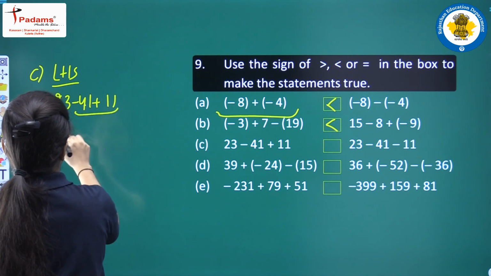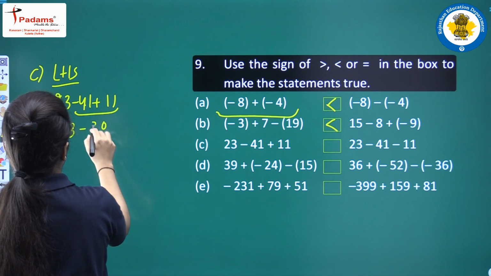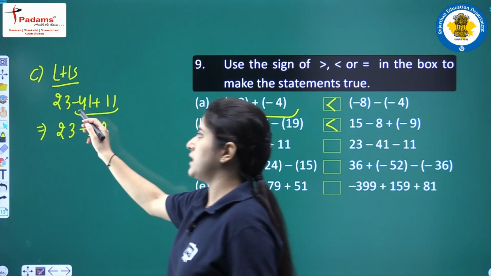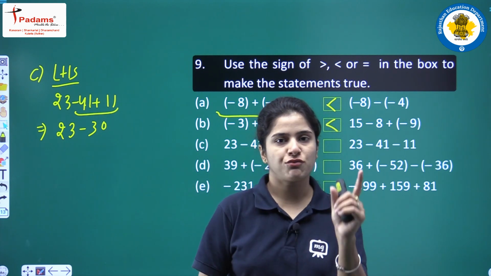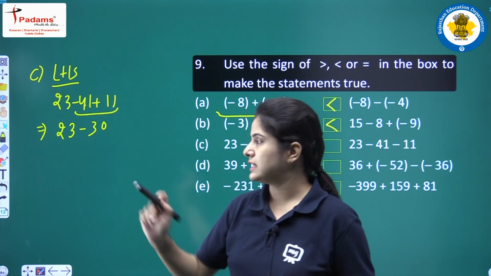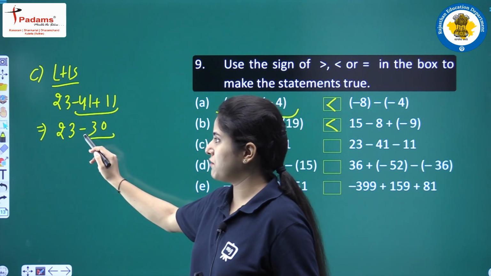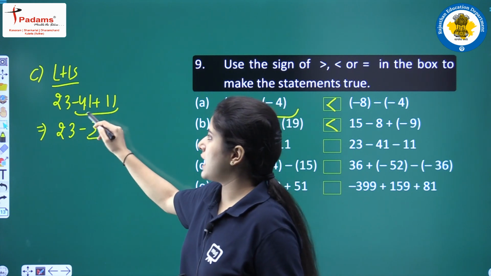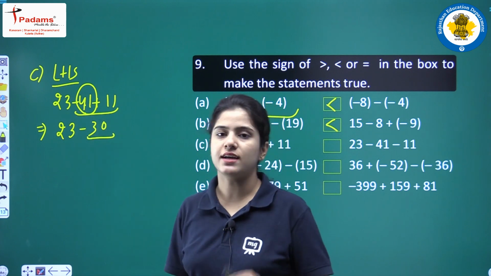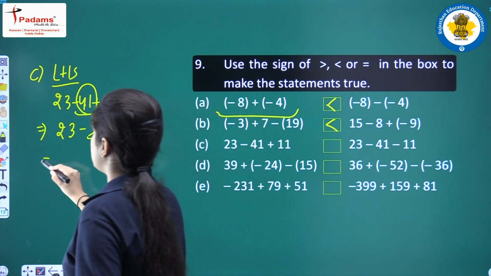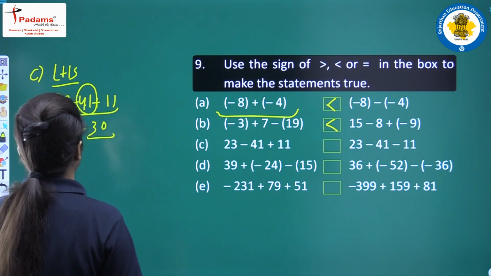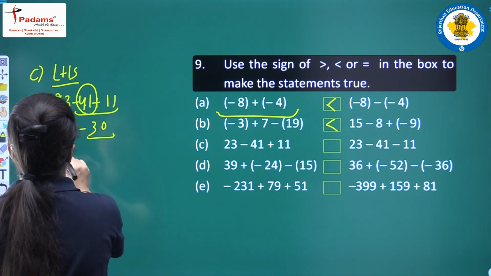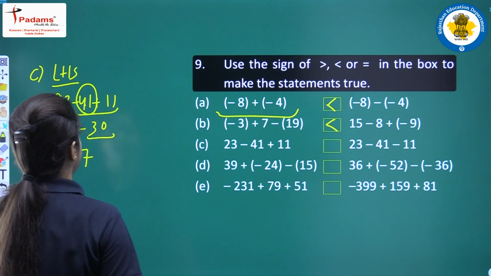What is this, students? Minus 30. Okay, minus 41 plus 11: minus plus is minus. So 41 minus 11 is equal to 30. The sign of 30 will be negative because the larger number is 41 and 41 has a negative sign. Okay. So 23 minus 30 is equal to, tell me, minus 7. Okay students.